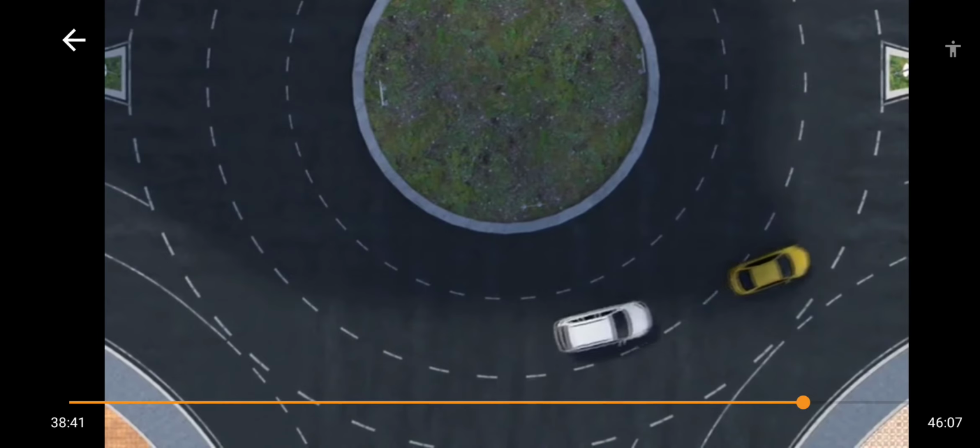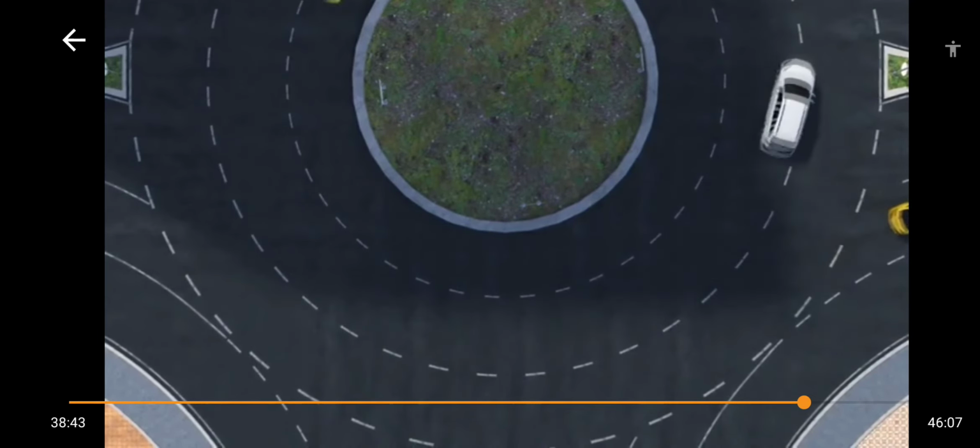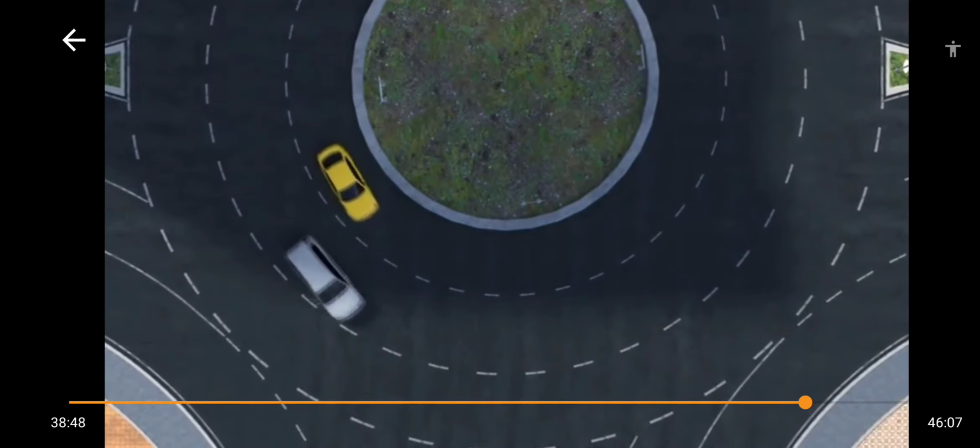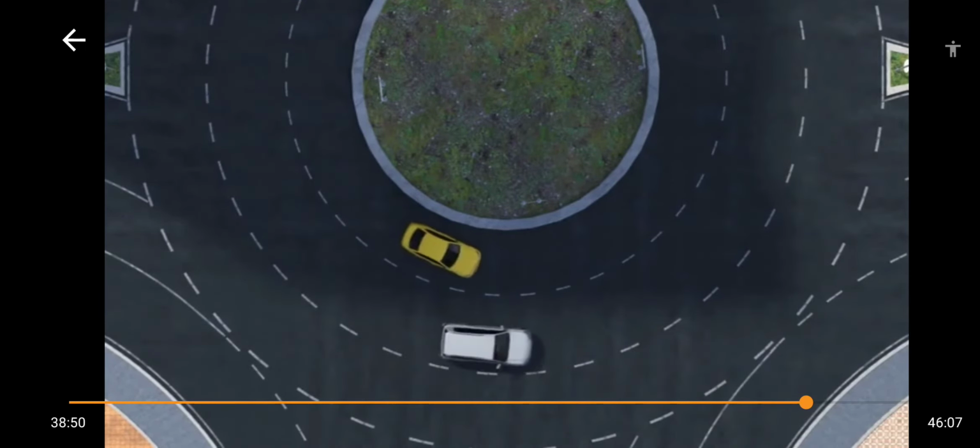B. Inside roundabouts, priority is given to the motor vehicle preceding others. Priority of passing in the picture is given to the white vehicle before the yellow one.